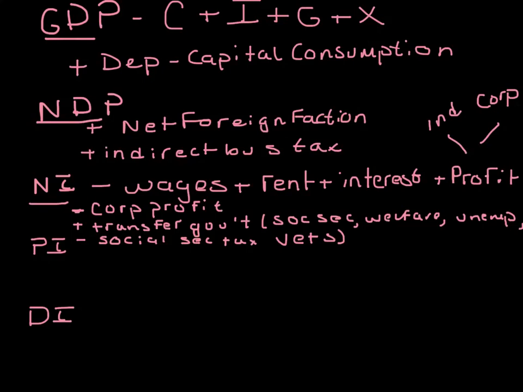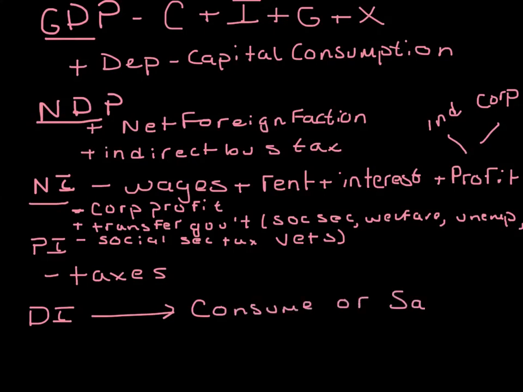To get from personal income to disposable income, you have to realize what disposable income is. Disposable income is the income you have to spend. So the difference between PI, personal income, and disposable income is taxes. So we subtract out taxes, and that gives us what we call disposable income. Remember, disposable income you can do two things with. You can either consume or you can save. And that's how you go from GDP all the way down to disposable income.